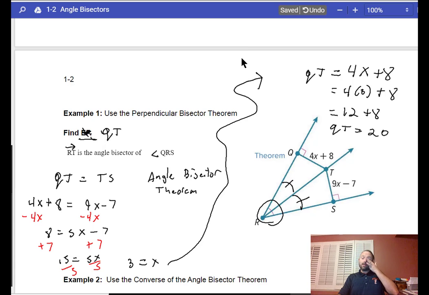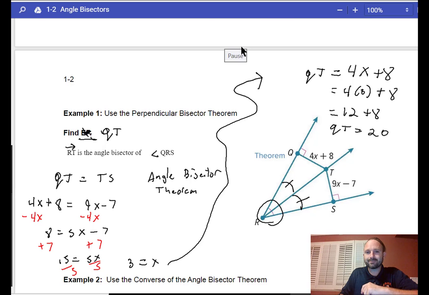Now, the problem with this is we're not really giving two-column proofs. We're not really doing proofs right now. We're doing an informal proof. We're just solving it and we're showing work. So when we start doing proofs, we're going to tighten up how we're proving this, okay?